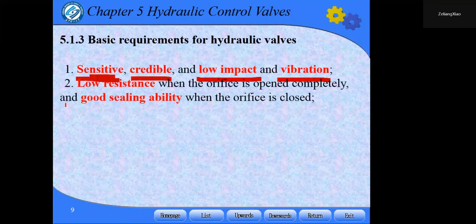And a good sealing ability when the orifice is closed. If the sealing ability is bad, or it doesn't seal well, there will be large leakage. And large leakage for the hydraulic valve or hydraulic system is very harmful.